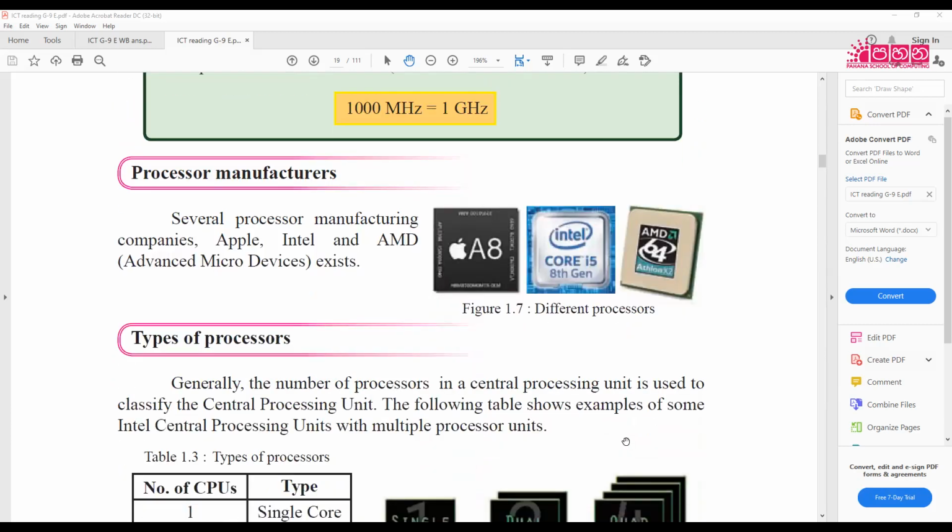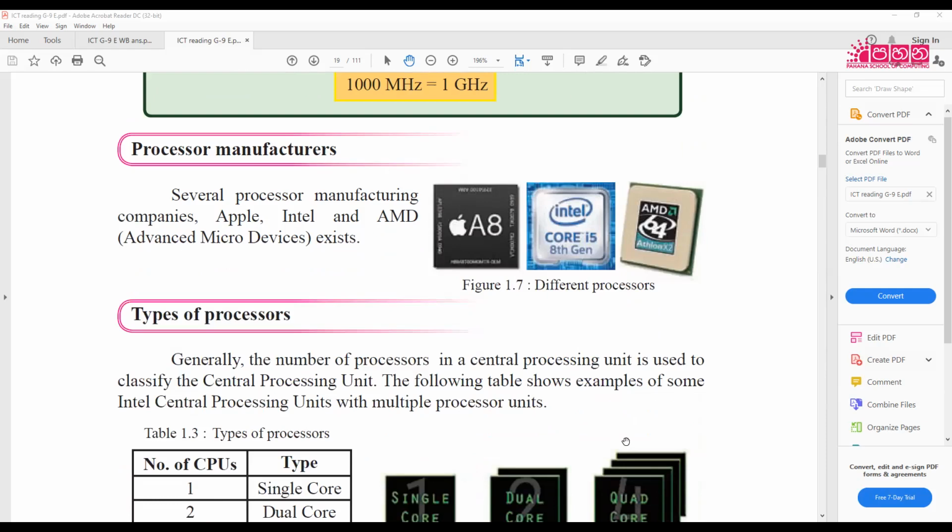There are different processor manufacturers, like Apple, Intel processors and AMD processors, and so on. Sometimes you have to look at that, depending on your purpose and what exactly you need.